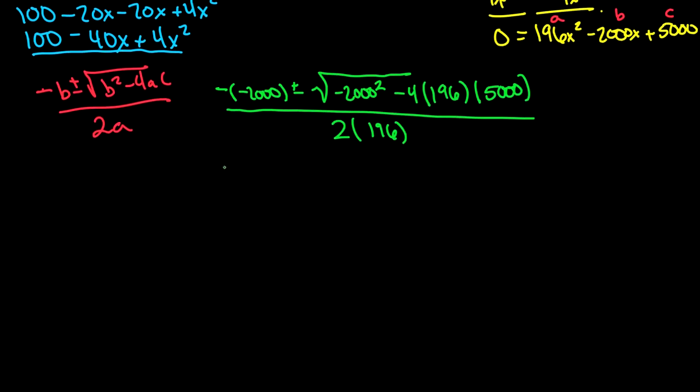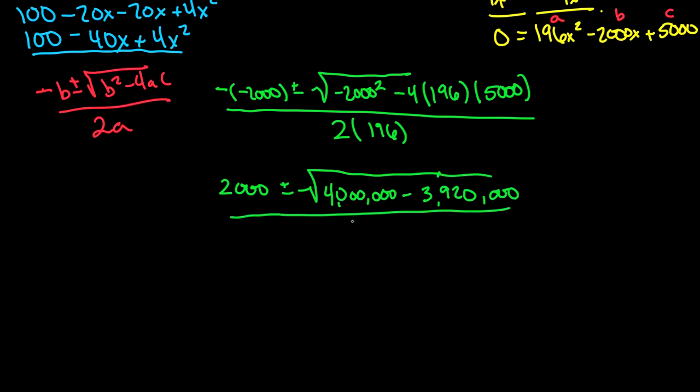Negative times negative makes positive, so this is positive 2,000 plus or minus the square root of 2,000 squared, which is 4 million. And since we squared it, it becomes positive. Minus 4 times 196 times 5,000. I get 3,920,000 over 2 times 196, which is 392.